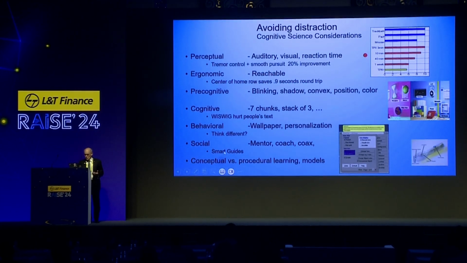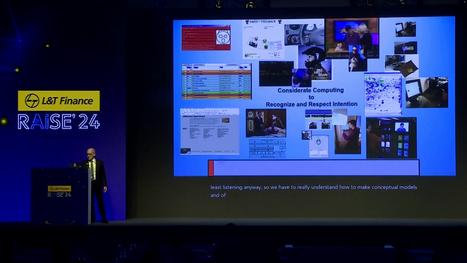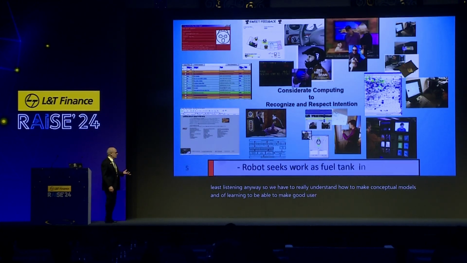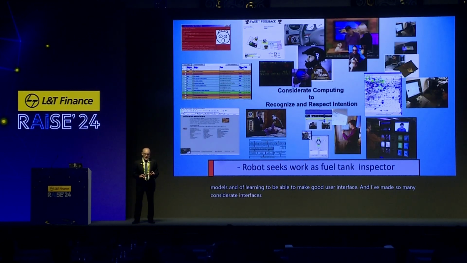Anyway, social. We have to understand, what is this user interface doing? Is it coaching? Is it mentoring? Is it coaxing? Is it at least listening? Anyway, so we have to really understand how to make conceptual models of learning to be able to make good user interface. And I've made so many user interfaces to demonstrate this idea of making considerate interfaces. A considerate interface is one that's going to be recognizing your relationship to it. That's the number one primary thing.